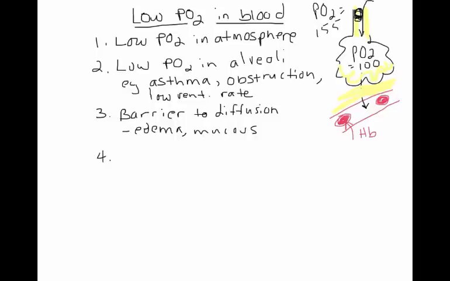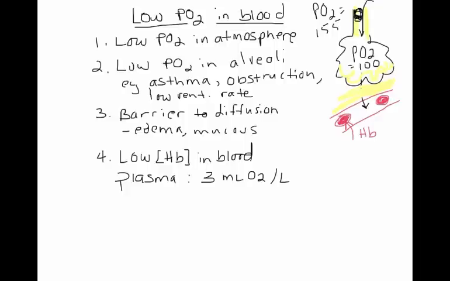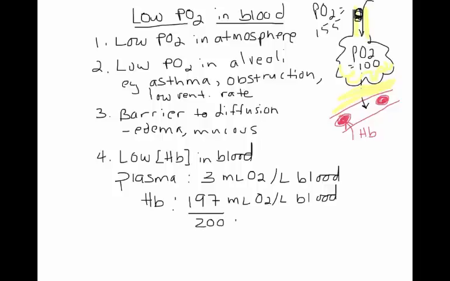Because remember, oxygen's not very soluble in water. So if we have a low concentration of hemoglobin in the blood, plasma carries about 3 mils of oxygen per liter of blood. That's not very much. It's not enough to keep you alive for sure. Hemoglobin carries about 197 mils of oxygen per liter of blood. So your normal oxygen carrying capacity is about 200 mils O2 per liter of blood.